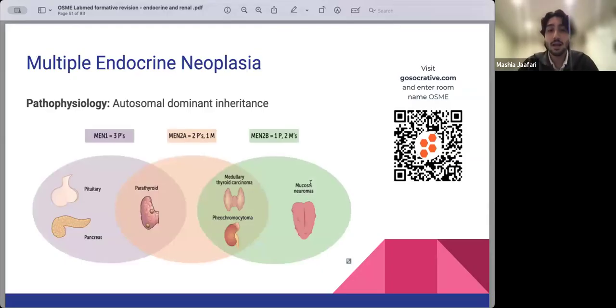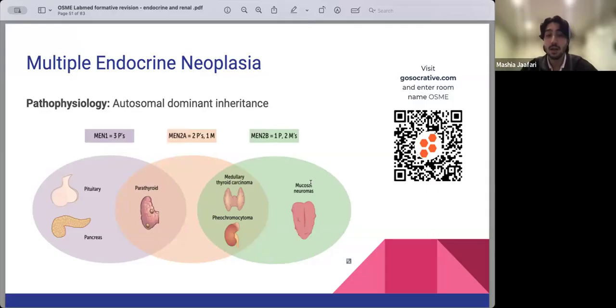Okay. Finally, to finish off, we've got our MEN syndromes, so multiple endocrine neoplasia, and I used to find these really, really hard to remember until I found this, which I think is quite a good mnemonic. So you've got MEN1, MEN2A, and MEN2B. MEN1 is caused by a mutation in the MEN1 gene, quite straightforward, whereas both the MEN2s are caused by mutations in the RET oncogene. That's why they're both MEN2s.